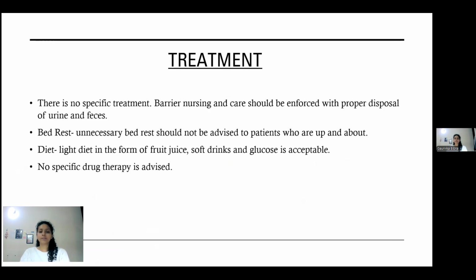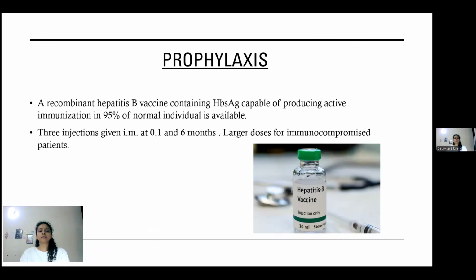Treatment. There's no specific treatment. Barrier nursing and care should be enforced. Unnecessary bed rest should be avoided. A light diet in the form of fruit juice, soft drinks, and glucose is acceptable. No specific drug therapy is advised.